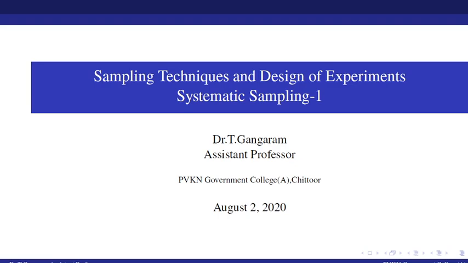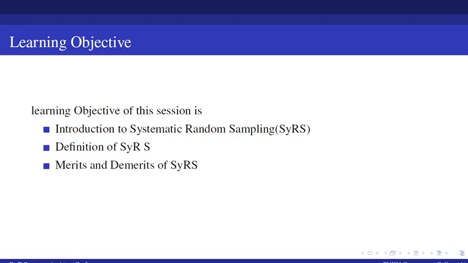Systematic Sampling Lecture 1. In this lecture we are going to discuss the introduction to systematic random sampling technique, definition of systematic sampling, merits and demerits of systematic sampling technique, also the notations and terminology that are used in systematic sampling technique. Let us discuss the need for systematic sampling.